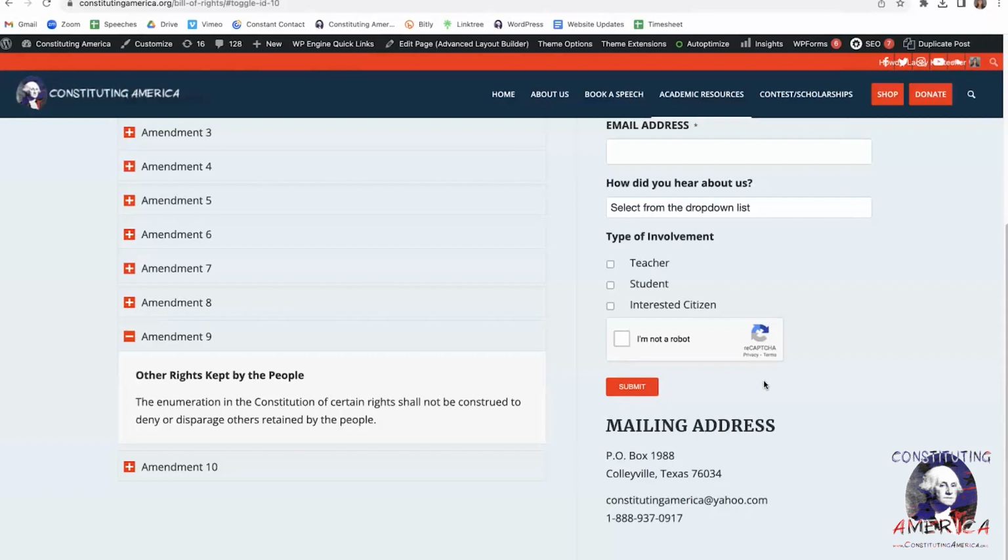Yeah. So in the 9th Amendment, when we're looking at the certain rights, shall not be construed to deny or disparage others retained by the people.